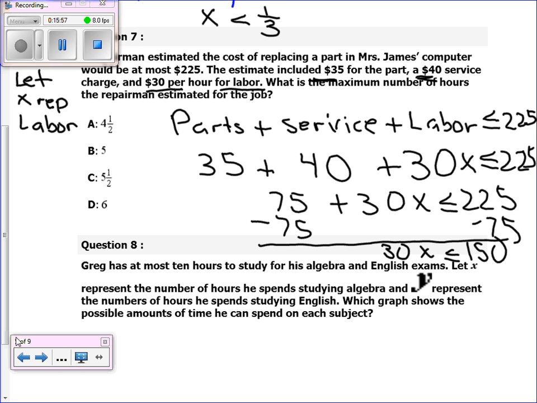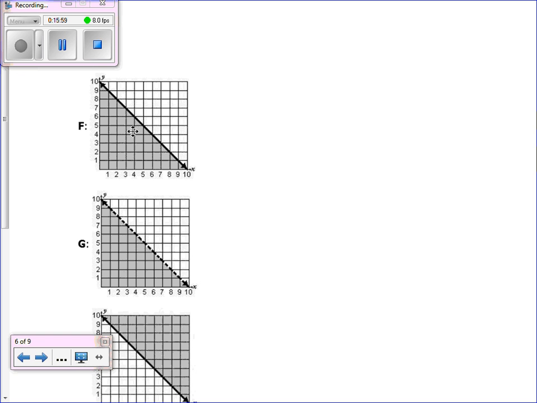So therefore, let me go back to these graphs. So I am able to study 10 hours. So I could do 8 hours for algebra and maybe 2 hours for English. So definitely I want the values on this boundary line to be included. So my answer will be choice F.